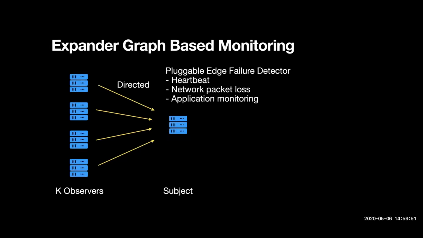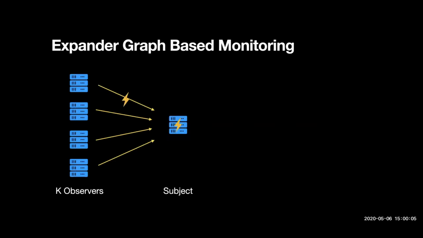Another fact about the graph-based monitoring is that whatever alerts are generated are irrevocable. Once the alert is generated, there is no going back. For each subject, there could be up to K alerts generated. All of these K alerts are broadcasted by the observers if they detect any changes.